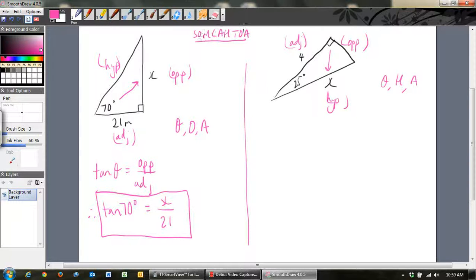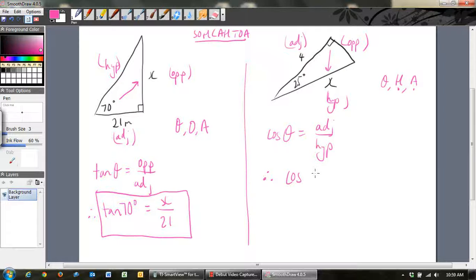Which of these doesn't involve the opposite side? Sine has opposite in it. Tan has opposite in it. Cos does not. Cos has adjacent and hypotenuse. Adjacent and hypotenuse. So that's the one we want. So let's write it out. Cos theta equals adjacent over hypotenuse.